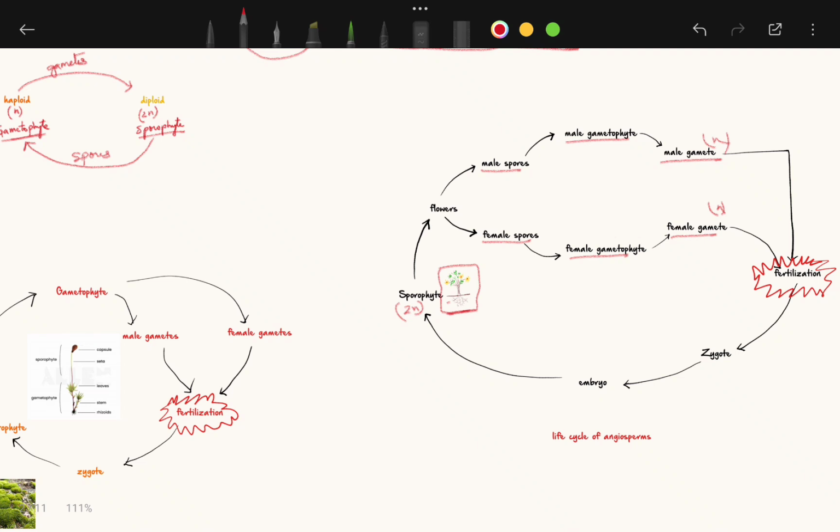So the zygote that is produced after fertilization will have a diploid set of chromosomes. Now the zygote will undergo divisions to give rise to the embryo, which is in the form of seeds, and then the embryo, during ideal conditions, will give rise to the sporophyte. So this is the life cycle of angiosperms.